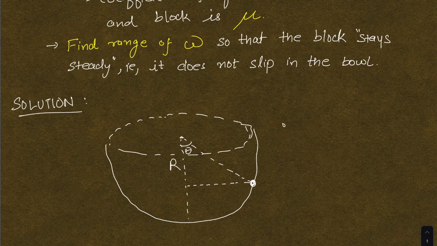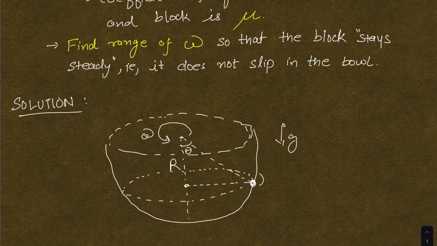Now if g is downwards, and the bowl is rotating at angular speed omega, then obviously the block is making a circular motion of angular speed omega, with radius at this point equal to r sine theta. So the block is making a circular motion with angular speed omega and radius r sine theta.